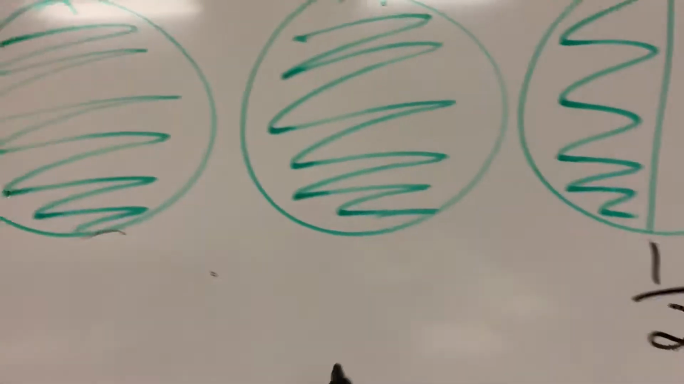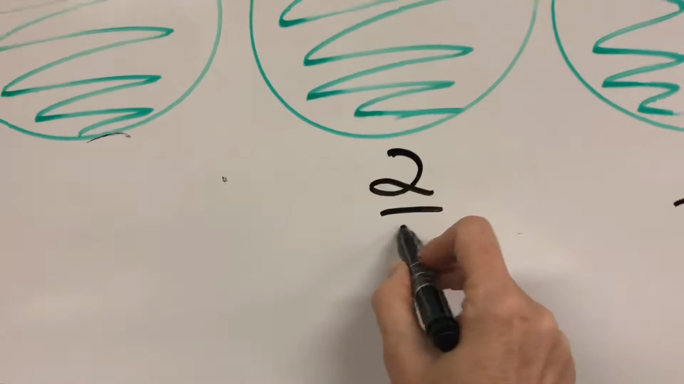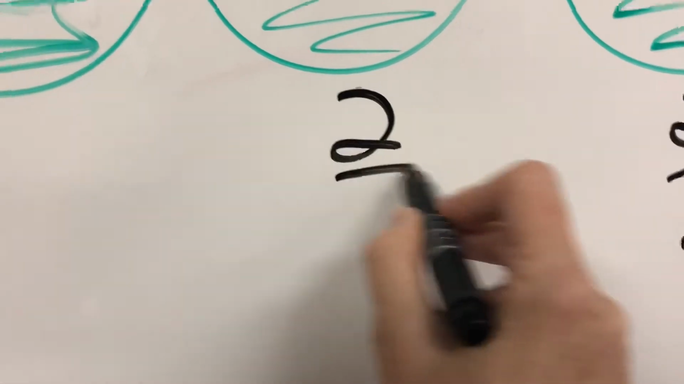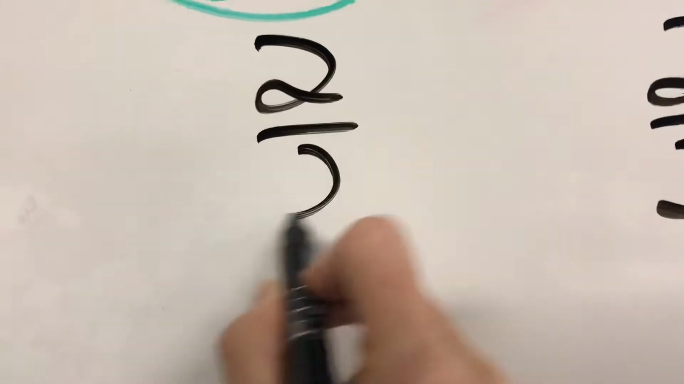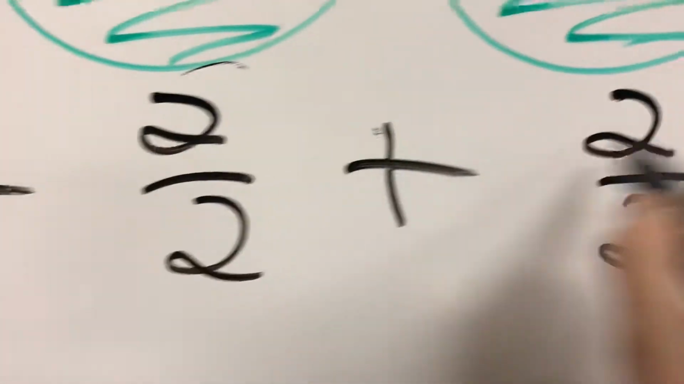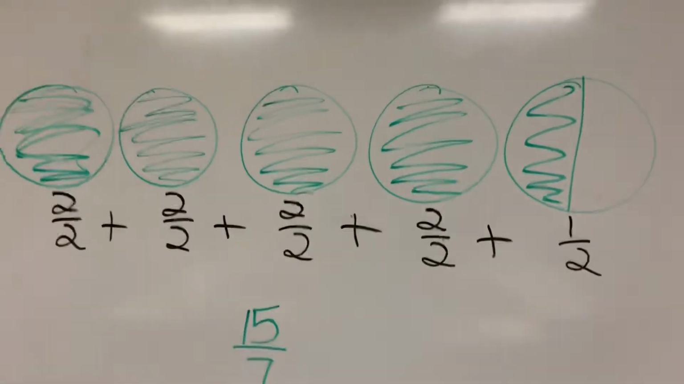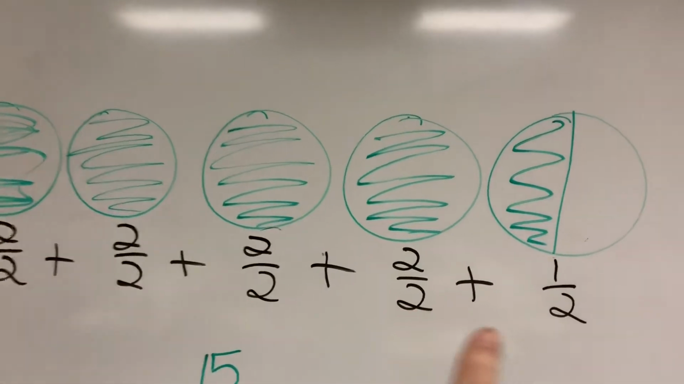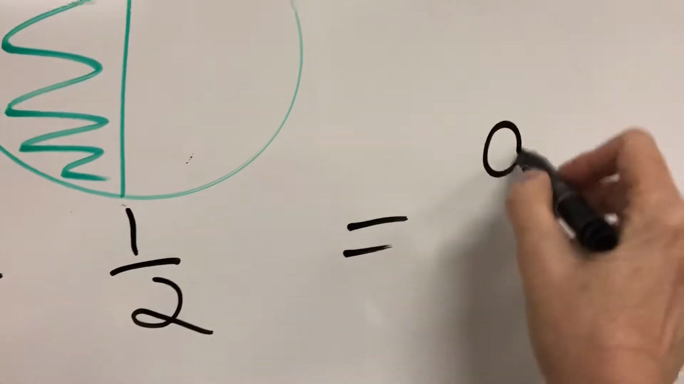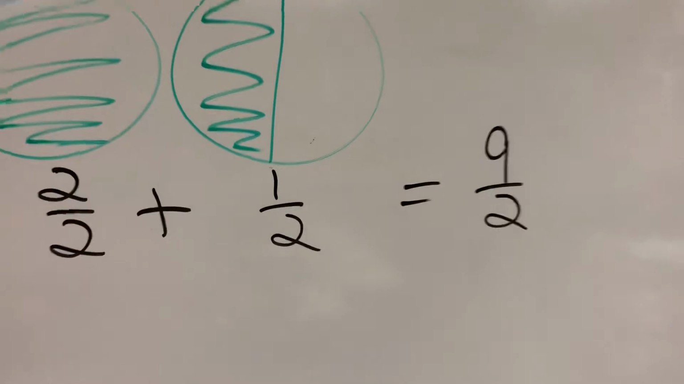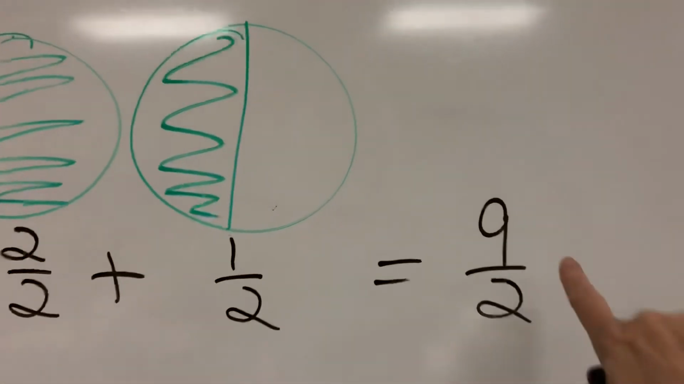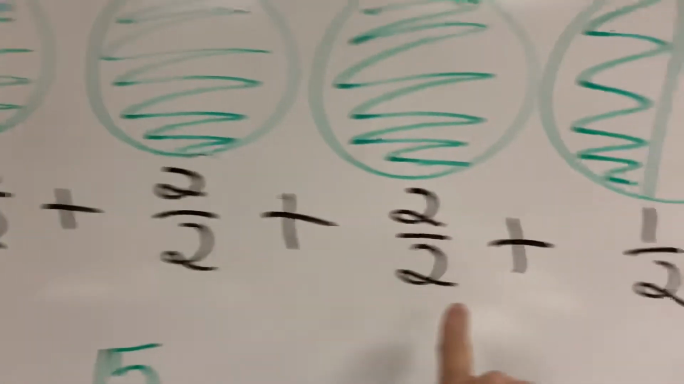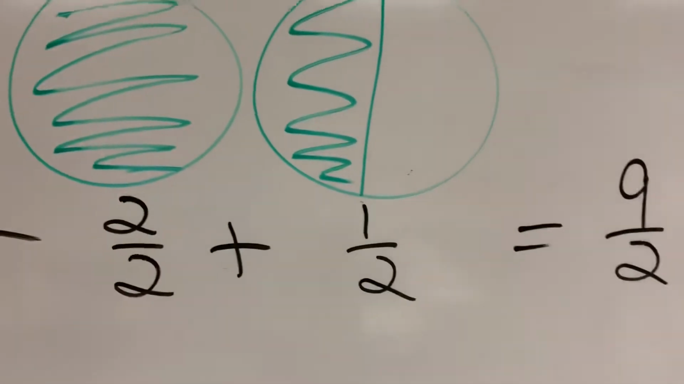Knowing that this is in halves, we would know that each of these wholes would equal 2 halves. To get our improper fraction, we would add all of those together. 2, 4, 6, 8, 9, and we would get 9 halves. Remember, the improper fraction, the numerator is larger than the denominator. And remember, when we add fractions, we do not change our denominator as long as it is the same.